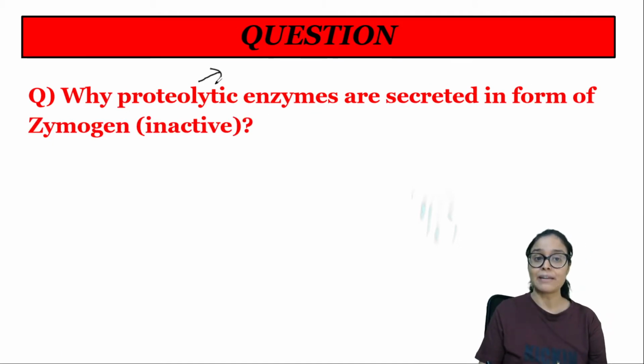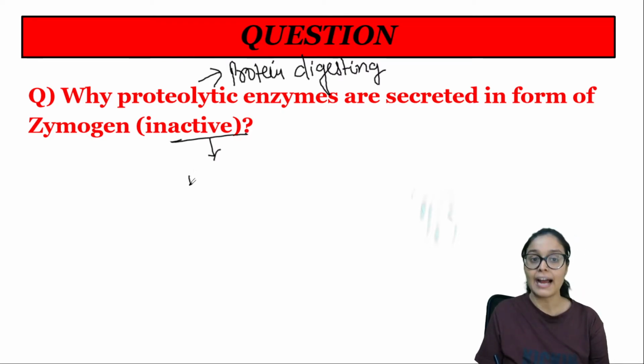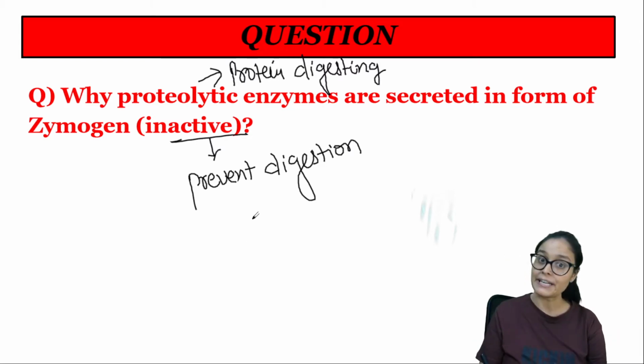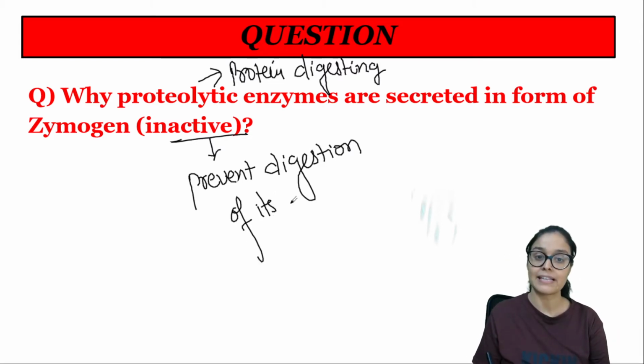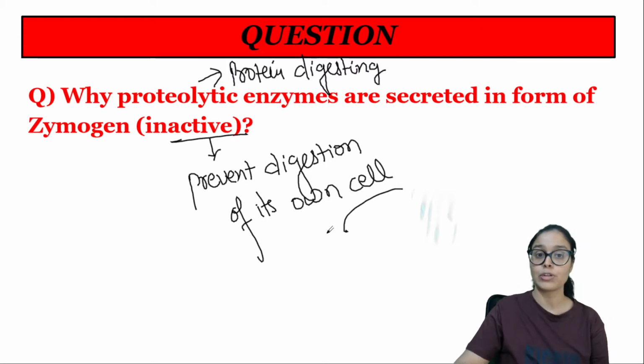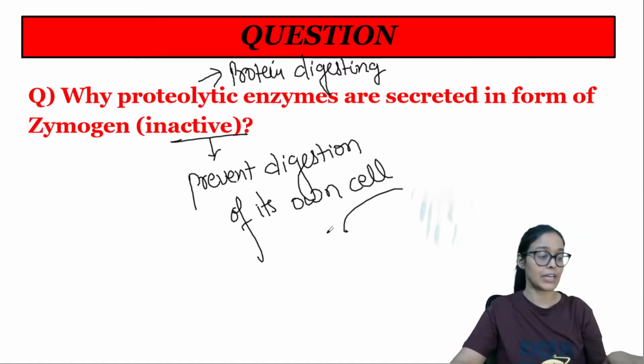Why does proteolytic mean protein digesting enzyme? Why is a protein digesting enzyme secreted in inactive form? So that it will prevent digestion of its own cell, because the cell is also made up of protein. So to prevent it from digesting its own cell, most of the protein digesting enzymes are secreted in inactive form, and they are activated whenever required, which you have to remember, right? So that's all. This is something which you have to remember.